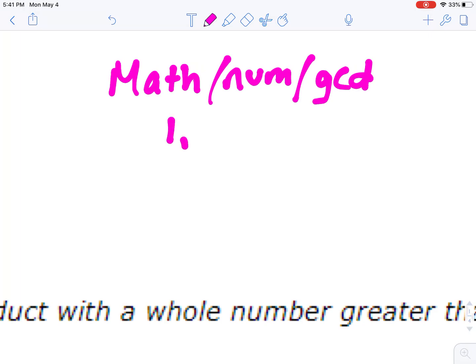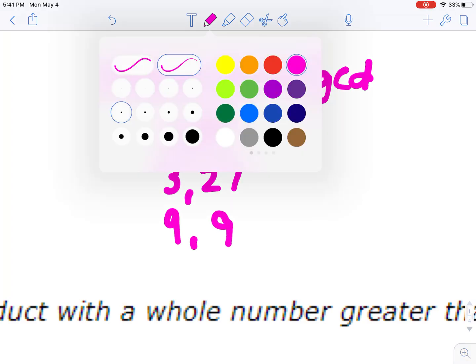list out your factors. For 81, what multiplies to 81 is 1 and 81. If you do 81 divided by 2, you get a decimal, so that is not a factor. If you divide 81 by 3, you get 27. If you keep going, if you divide by 4, you get a decimal, divide by 5, you get a decimal, and you keep going until the next time you get a whole number, which is 9 and 9.